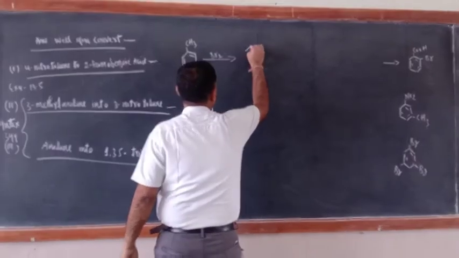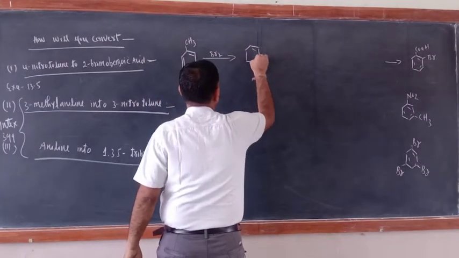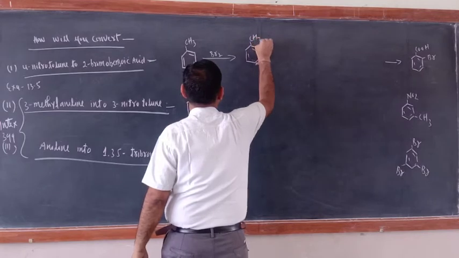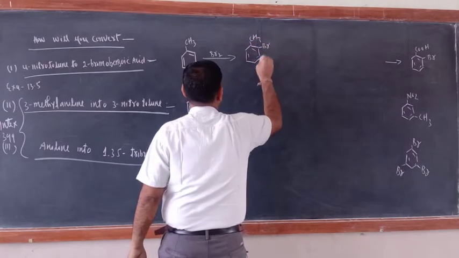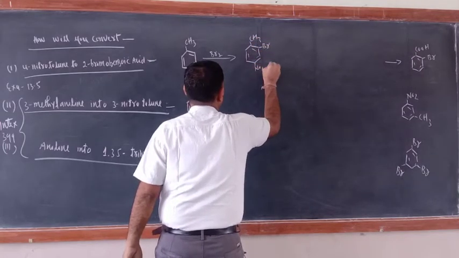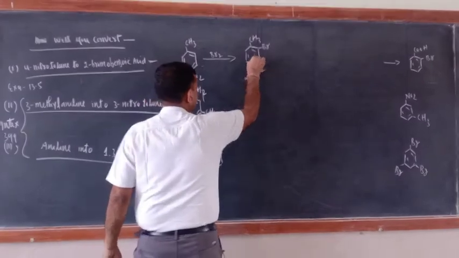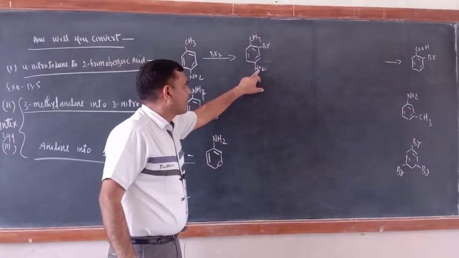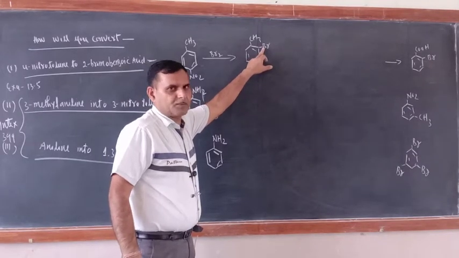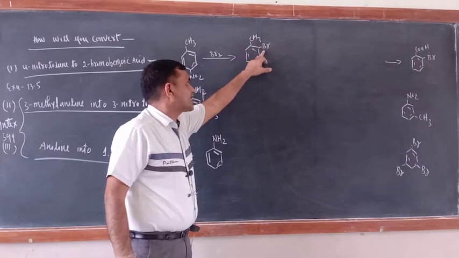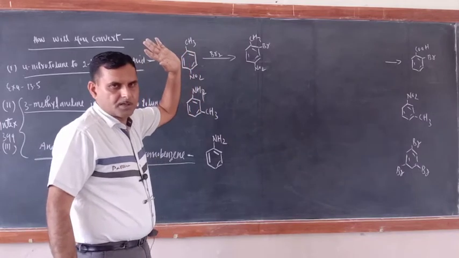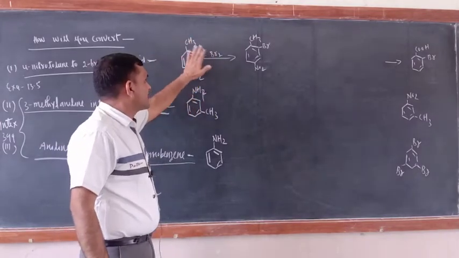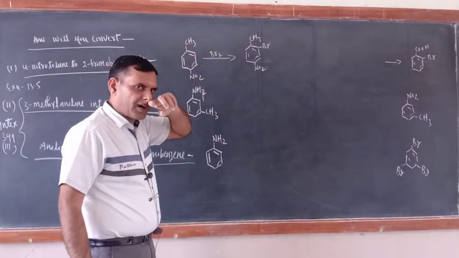Now, with respect to the CH3 group, it is ortho-para directing, and the NO2 group is meta directing. So just see, this is justifying both positions. With respect to NO2, this is at the meta position. With respect to CH3, this is at the ortho position, because CH3 is ortho-para directing. You have got this one.